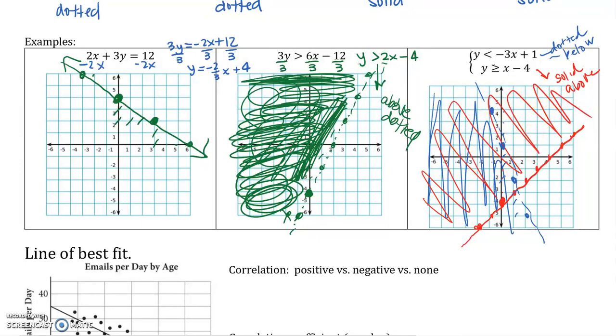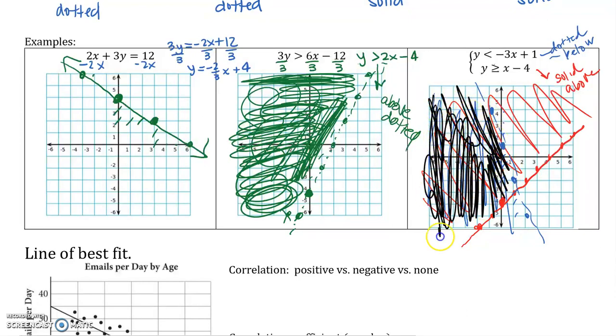Now, my answer is technically where the two graphs overlap. So you might want to take a third color or just make it really dark. But this is my answer, technically, the part that I have made black.